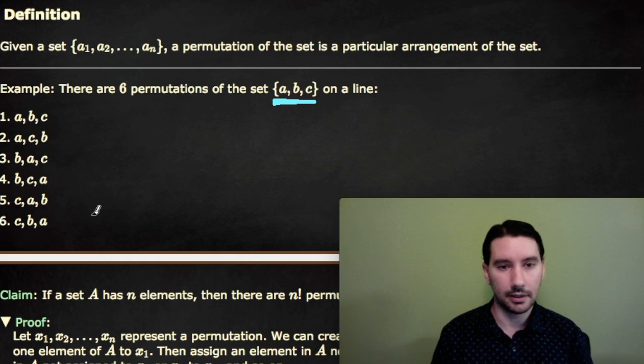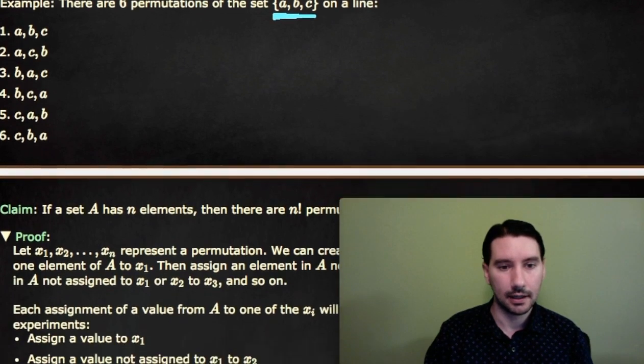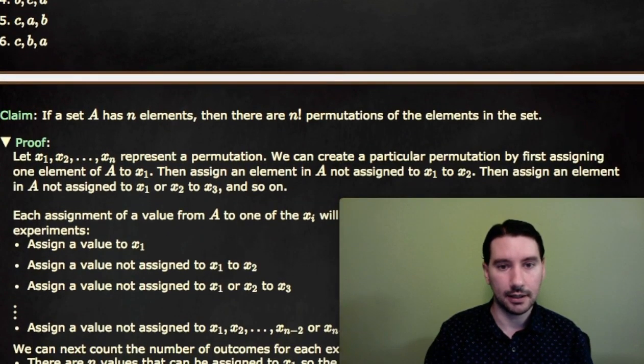Now, in combinatorics, what we're interested in is the number of arrangements. So, given a set of n elements, how many permutations are there? So, for 3 elements, A, B, C, we have 6 permutations. The claim is that if a set A has n elements, then there are n factorial permutations.